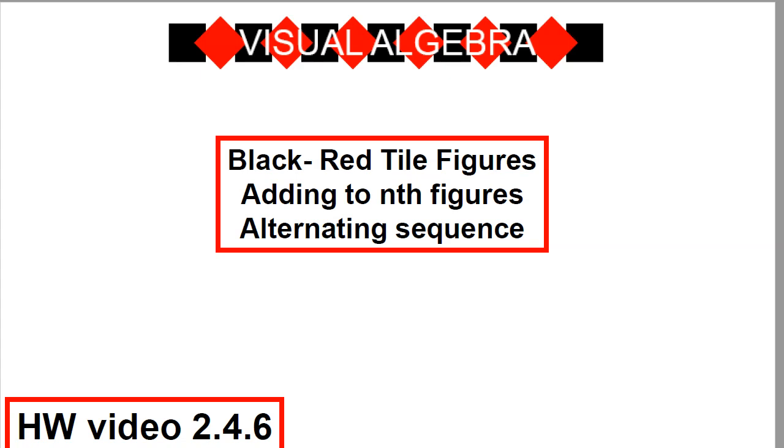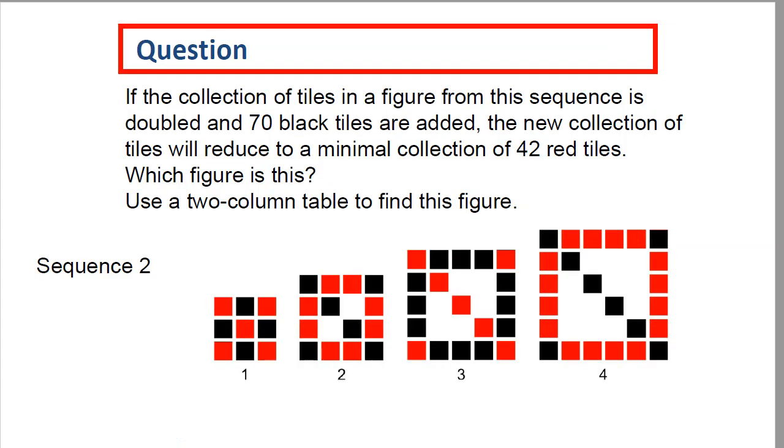This is homework video 2.4.6, where we'll add to the nth figures to solve algebra equations, and we'll do this for an alternating sequence. Our question is, if the collection of tiles in a figure from the sequence is doubled and 70 black tiles are added, the new collection of tiles will reduce to a minimal collection of 42 red tiles. Which figure is this? And use the two-column table to find the figure.